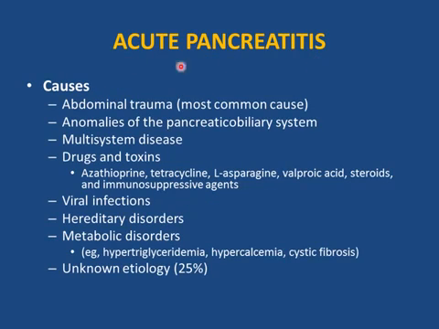Acute pancreatitis. Causes of acute pancreatitis: abdominal trauma is the most common cause in pediatrics. For example, blunt trauma like car accidents or child abuse or bicycle accidents where the handlebar hit the abdomen. Anomalies of pancreatobiliary system, multi-system disease, drugs and toxins, for example azathioprine, tetracycline, L-asparaginase, valproic acid, steroids, and immunosuppressive agents.